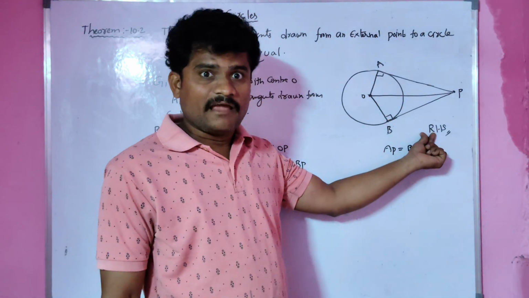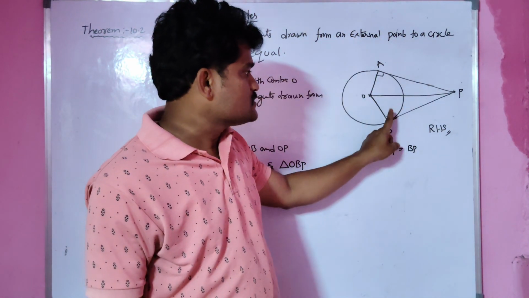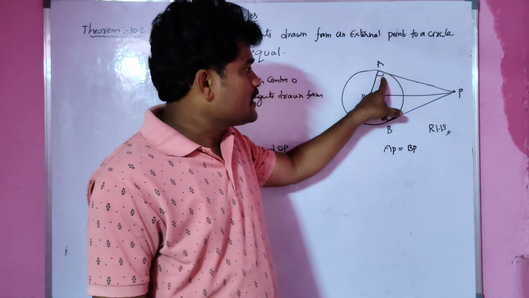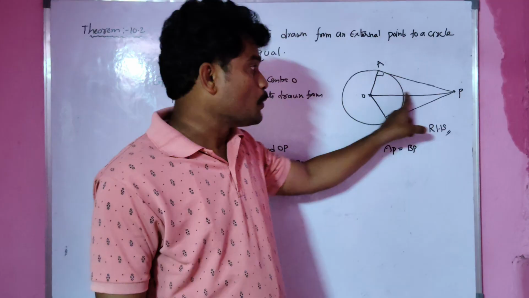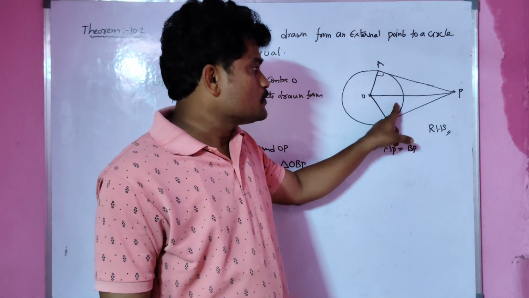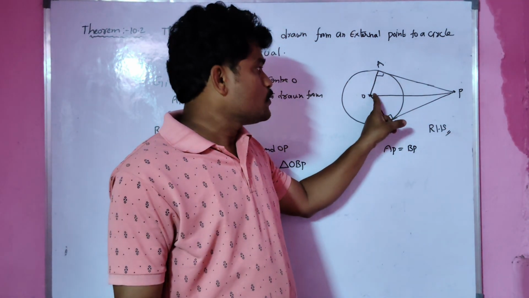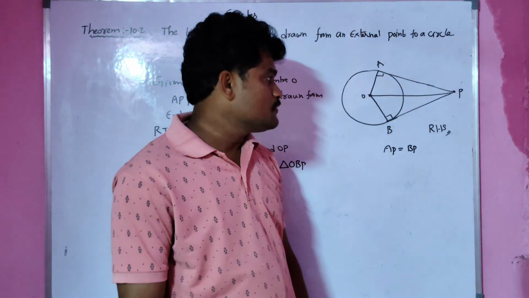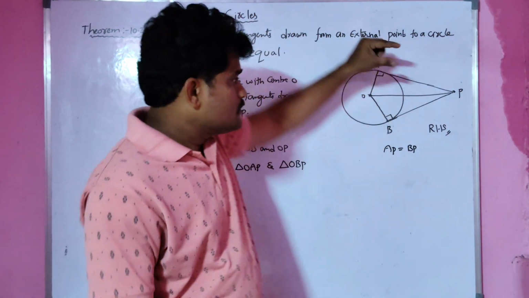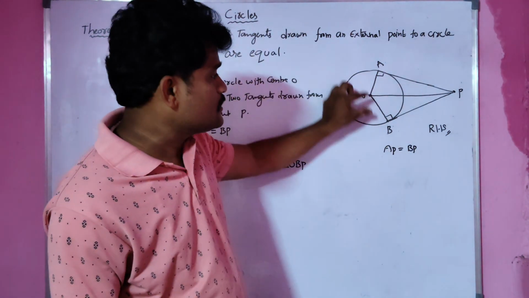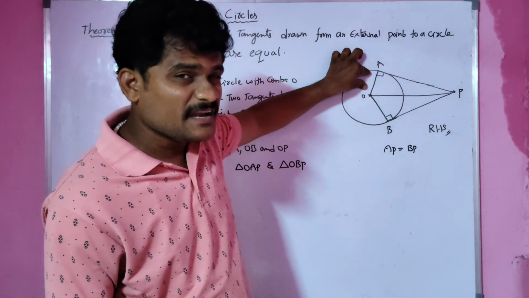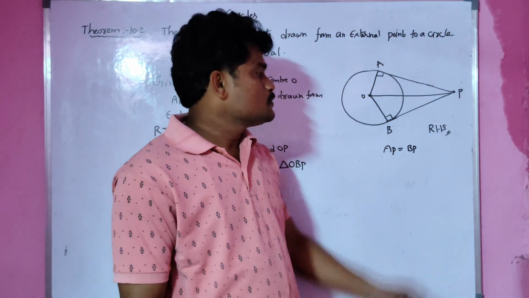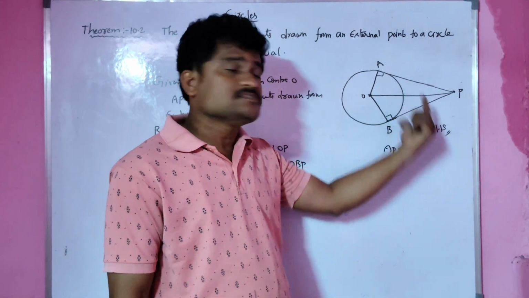R means right angle. Here we have 90 degrees and here also 90 degrees. So right angles are equal. H means hypotenuse. The side opposite this 90 degrees is the hypotenuse, that is OP. The side opposite this 90 degrees is also OP only. OP is a common side of the two triangles, so obviously the hypotenuses are also equal. And one side we can take here is OA and the other is OB. OA is a radius and OB is also a radius. So radii of the same circle are equal. So by RHS we can prove the two triangles are congruent.